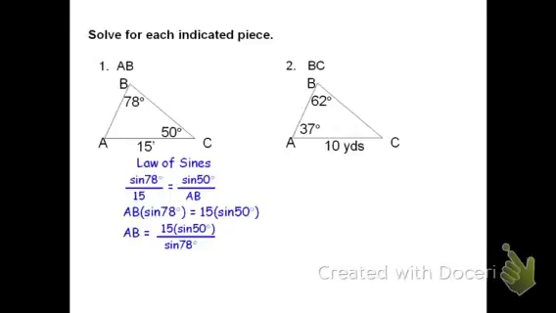Typing that into the calculator, 15 sine of 50, close the parentheses, divide by sine of 78 degrees, and hit enter. And I should get that AB is about 11.75 feet.